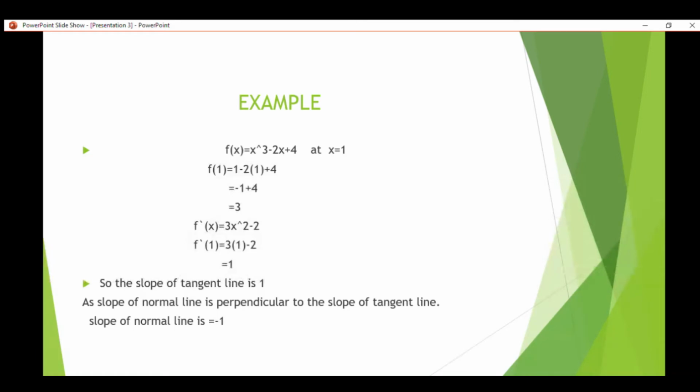So the slope of the tangent line is 1, and as I have said, the normal line is perpendicular to the tangent line, so the slope of the normal line will be the negative reciprocal of the slope of the tangent line. So the slope of the normal line will be minus 1. Thank you.